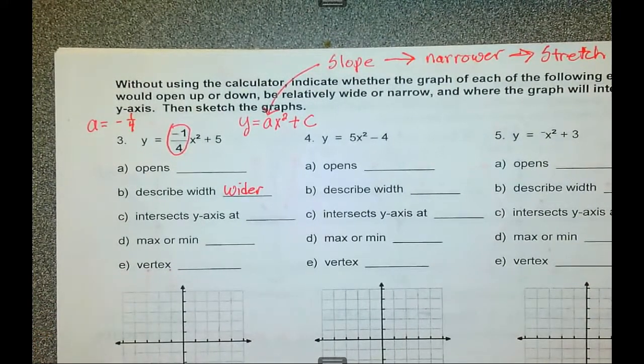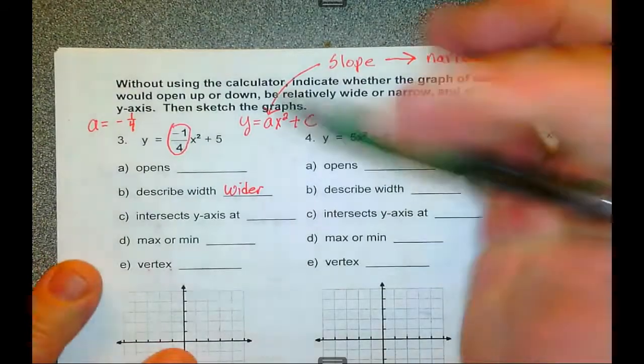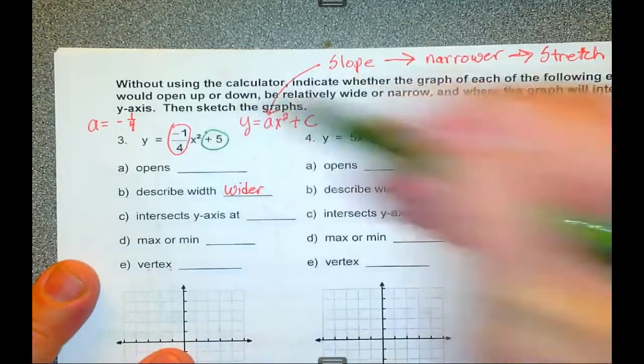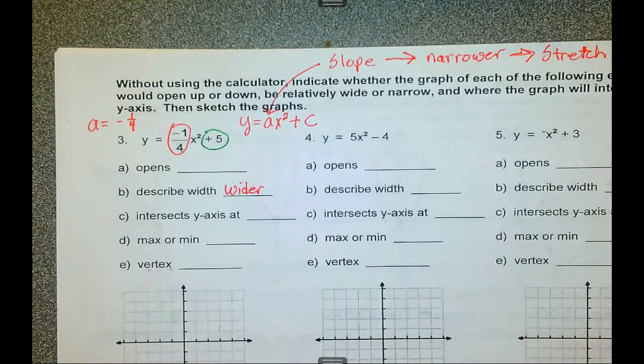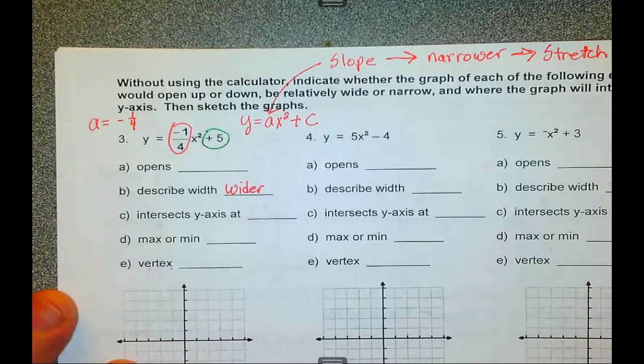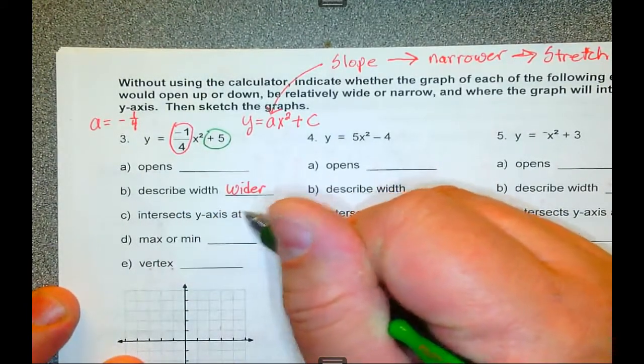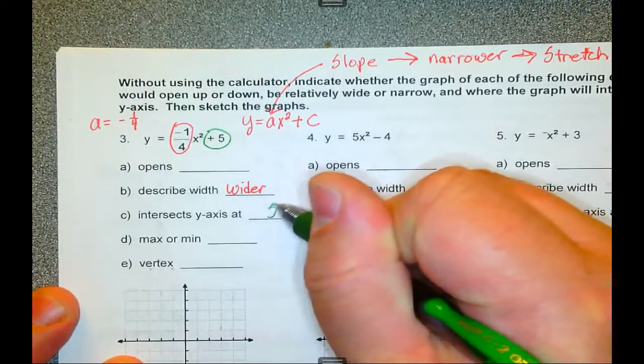Okay. Now, we also learned something else at the end of the lesson. We learned about that c. What did that c do in this equation? Here's our c. Yeah, it's the y coordinate, the point on the y-axis. So is this going to move my vertex up or down? Up 5. Okay, so it's going to intersect the y-axis at positive 5.